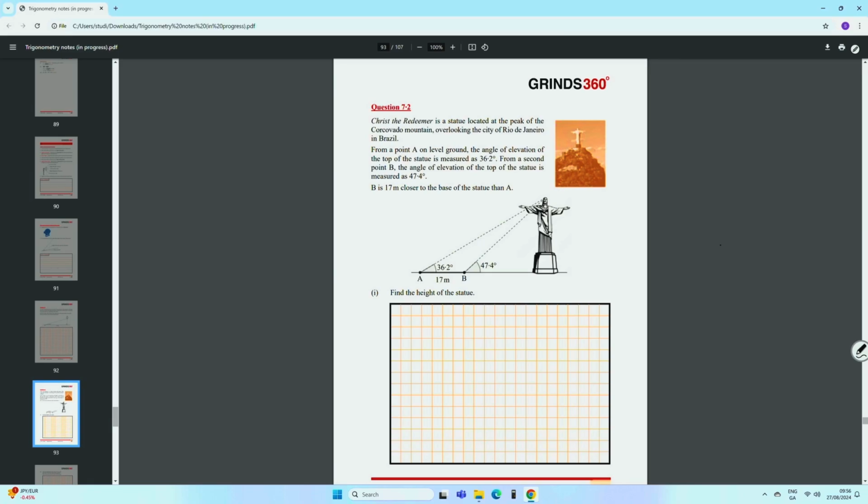So if we look at the next question, the question on page 92, question 7.2, it reads like this. It says, Christ the Redeemer is a statue located at the peak of the Corcovado mountain overlooking the city of Rio de Janeiro in Brazil.